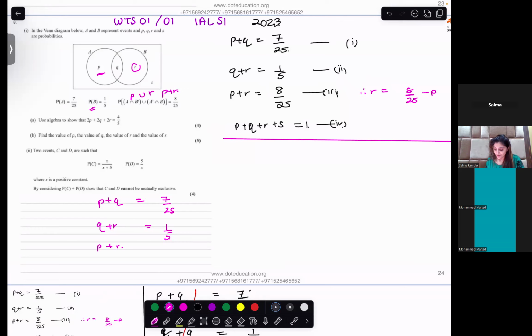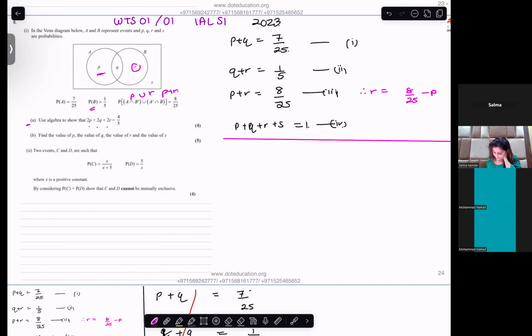I have to show in the A part that 2P plus 2Q plus 2R is 4 by 5. I just add all the three equations together. I would get the desired answer. I hope you are with me. Okay, this part was easy.